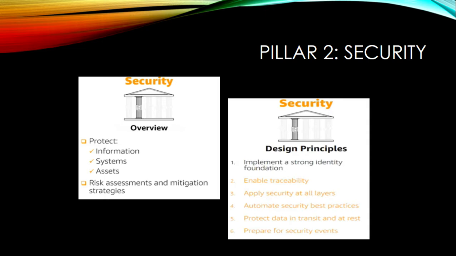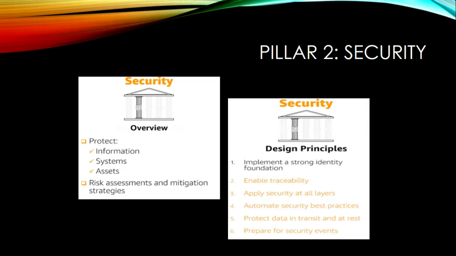The fourth one is about automate security best practices. Now, we are well aware of automation, right? So we all talk about automation. And here, automation improves your ability to securely scale more rapidly and cost effectively. So create secure architectures, including the implementation of controls that are defined and managed as code.